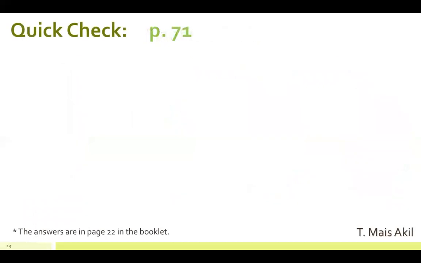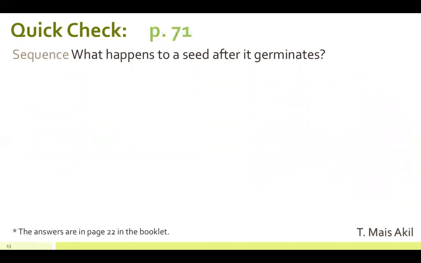Let's solve the quick check on page 71. Sequence. What happens to a seed after it germinates? What did we say? The seed germinates, then becomes, yes, very good, a seedling, and then the seedling grows more and becomes, yes, an adult plant. So it grows into a seedling and then into an adult plant.